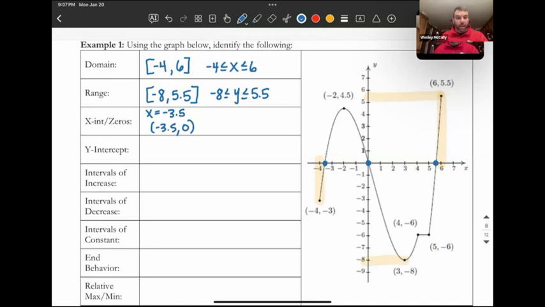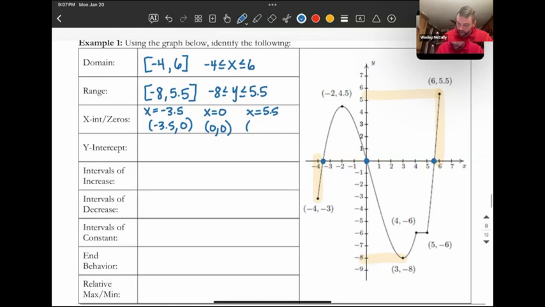Notice when we have a value for x, y is always 0 for our x-intercepts. Our second point is given by x equals 0, which will be (0, 0). Again, y is 0. And the last one is x equals 5.5 approximately. I don't think those are right at negative 3.5 and 5.5, but they're pretty close. So we have (5.5, 0). We approximated those values because we can't tell exactly where they cross.